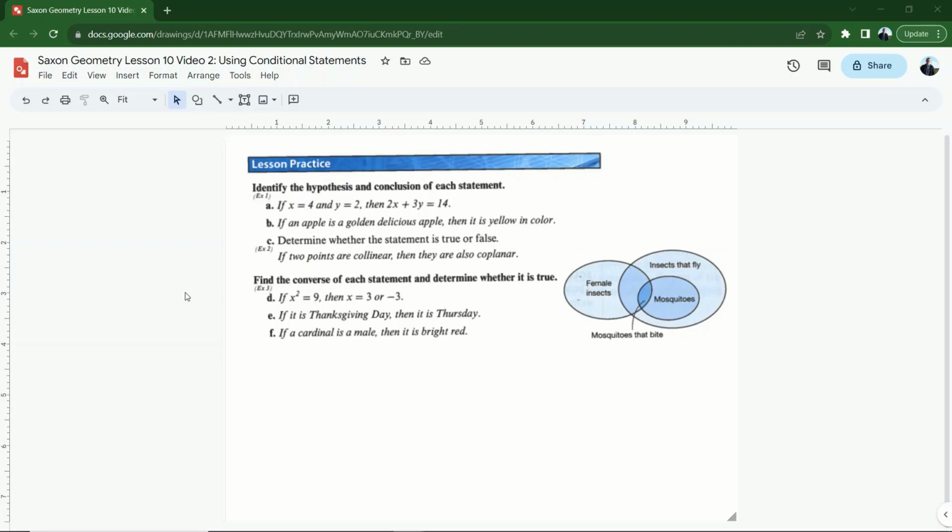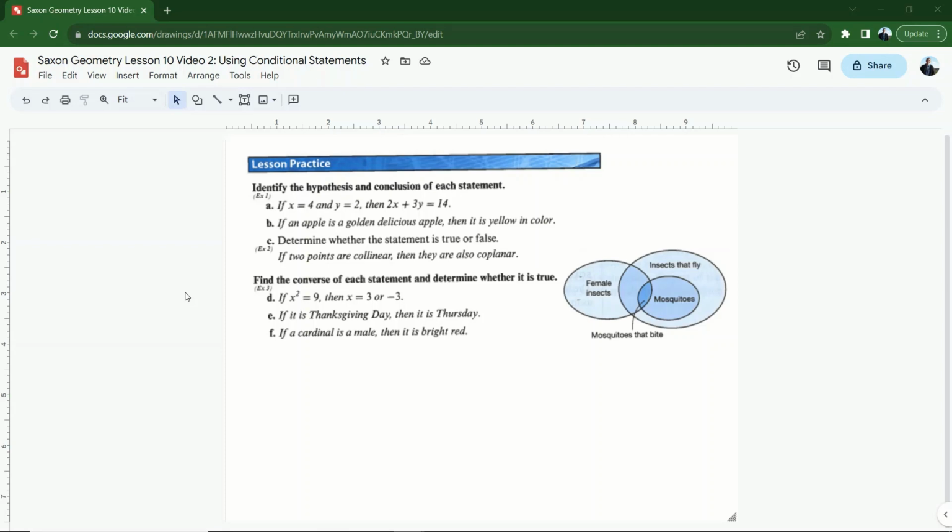All right, let's take a look at female insects and insects that fly. These are two groups that overlap each other, but neither is contained in the other. What's going to happen if I try to set up that conditional statement? Neither the conditional statement nor its converse is going to be true because you can find counterexamples of both that aren't in the overlap. So, if an insect is a female, then it can fly. What about, for example, some beetles aren't able to fly? A female beetle that can't fly is still an insect.